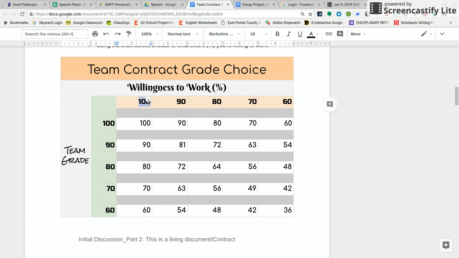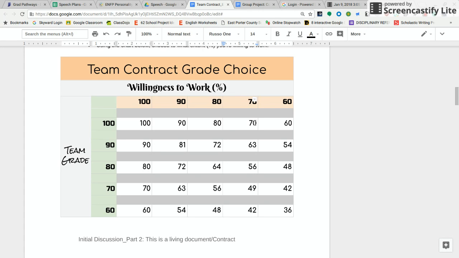I'm ready to take on the work of an A plus student. A 90, I'm willing to take on the work of an A minus student. An 80, a B minus student. A 70, a C minus student, and a 60, a D minus student. Give me the amount of work and give me the type of work in this project for a D minus student.